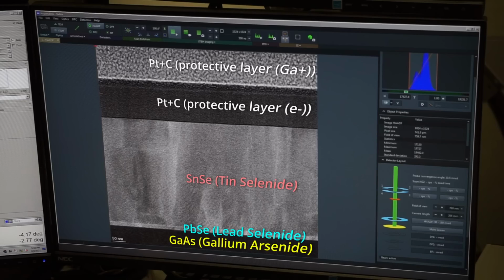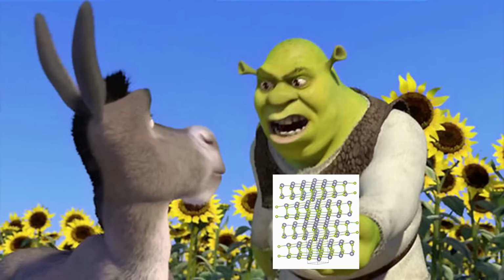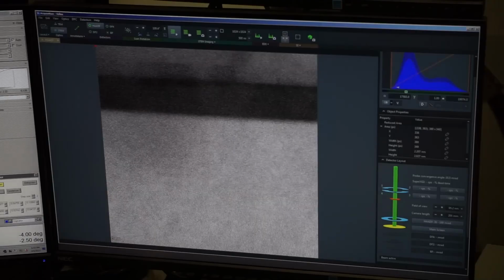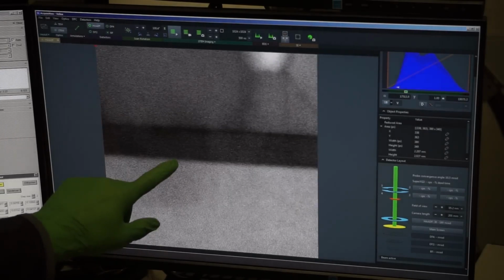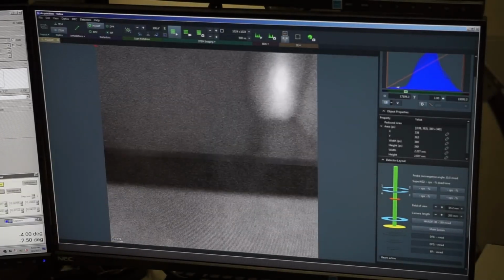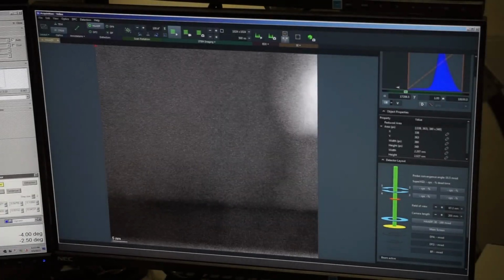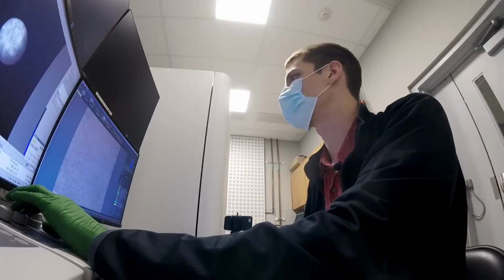So when I was filming this video, I was actually looking at tin selenide, which is a different material. And tin selenide has layers. So I passed through the gallium arsenide, the lead selenide, and now the tin selenide. Let's try to find some cool looking defects, although it appears we've lost our focus.